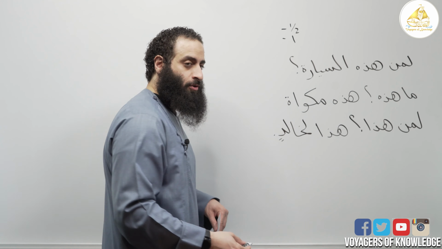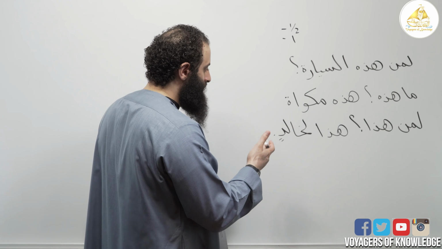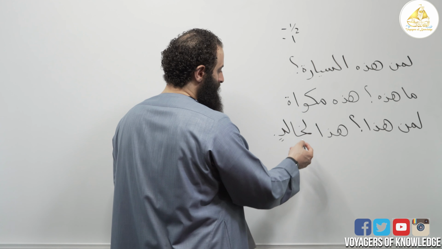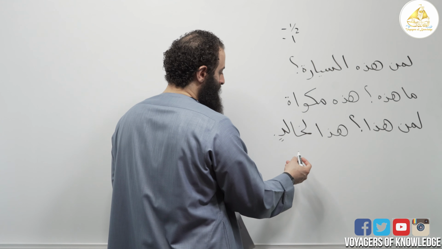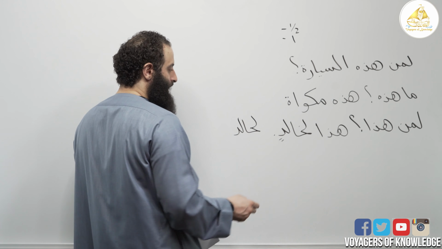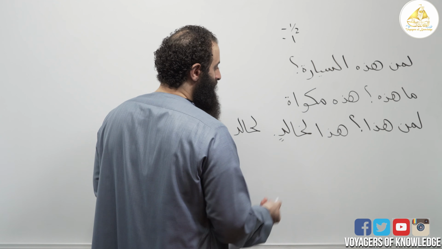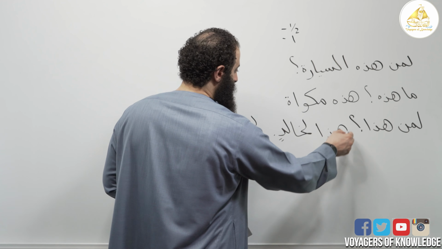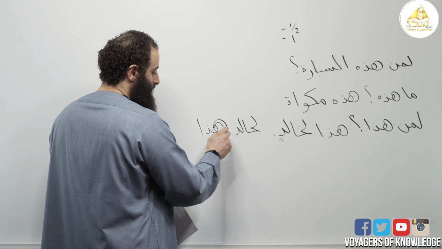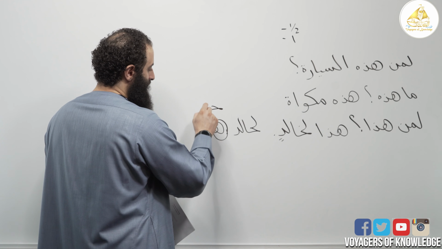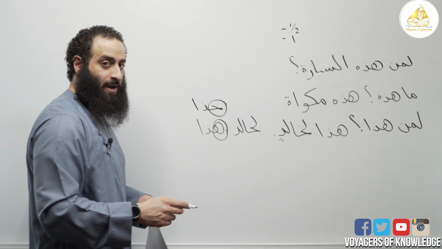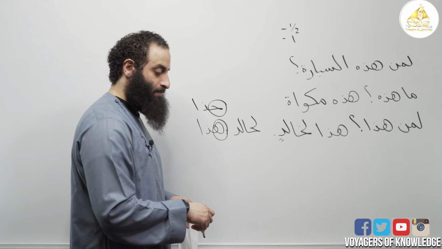If you miss one of the words, you lose a point. If you get some spelling wrong, you miss half a point. So for example, if you wrote لخالد as لحالد without the dot, that's a spelling error. You lose half a point. Or if for هذا you wrote something else, which people have actually done, turning this letter into a ha, that's half a point gone.